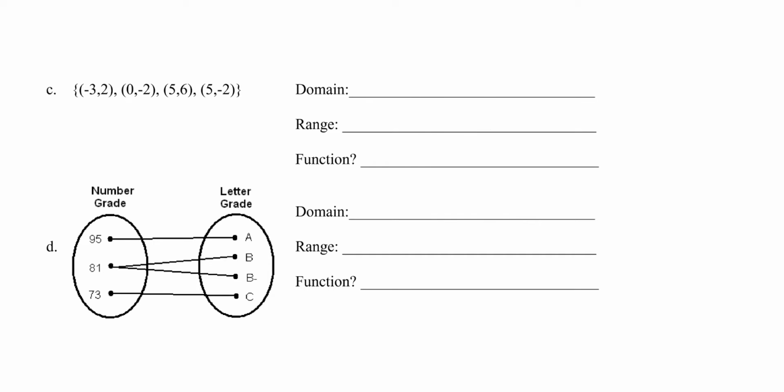All right, so for C, my domain is going to be -3, 0, 5. And again, 5 is listed twice, so we only have to put it down once. My range is 2, -2, and 6. And then -2 is listed twice, so I'm only going to write it once.